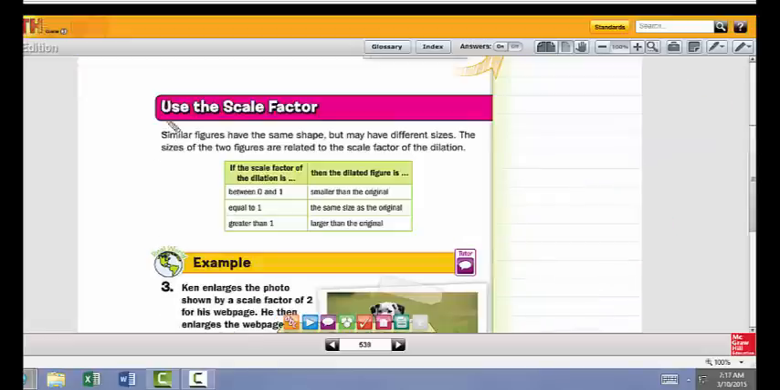Here's a quick little review here. Don't forget to use what you know about scale factors. Similar figures have the same shape but may have different sizes. The sizes of the two figures are related to the scale factor of the dilation.